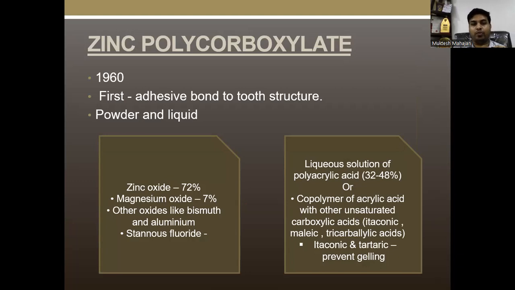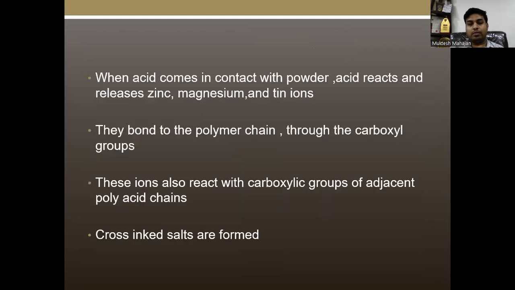It comes in powder and liquid form. The powder contains zinc oxide 72%, magnesium oxide 7%, other oxides like bismuth and aluminum, and stannous fluoride. Liquid contents are a solution of polyacrylic acid 32 to 48%, copolymers of acrylic acid with other unsaturated carboxylic acids like itaconic, maleic and citric acid. Itaconic and tartaric acid prevent the gelling.